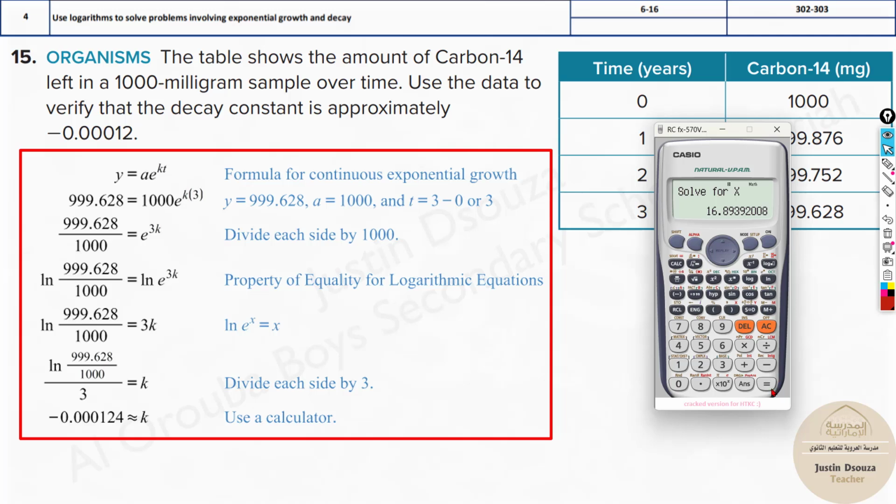This is not the answer. You need to press equal to. It'll take some time and it'll give you the answer. Now, okay, I'm getting the answer. If you don't get it, just clear your calculator. You will definitely get the correct answer. Okay, this is the answer.